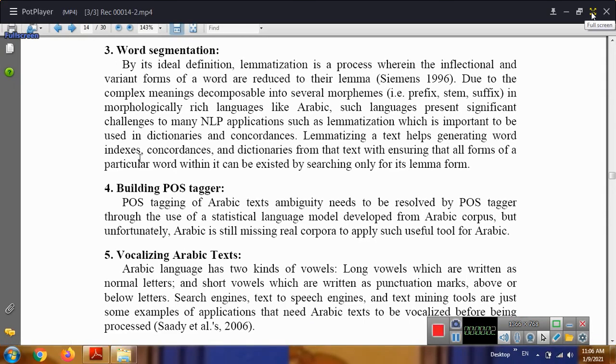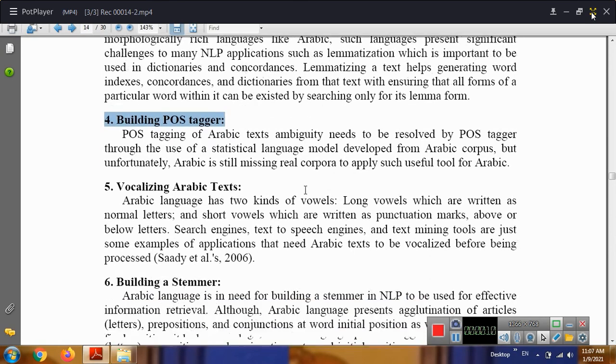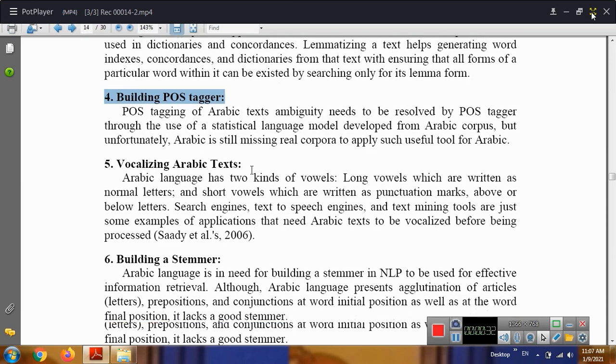For example, word segmentation, which I explain it for you, and building a POS tagger. POS tagging for Arabic text: ambiguity needs to be resolved by a POS tagger through the use of a statistical language model developed from an Arabic corpus, but unfortunately Arabic is still missing well-built corpora to apply such a useful tool for Arabic.